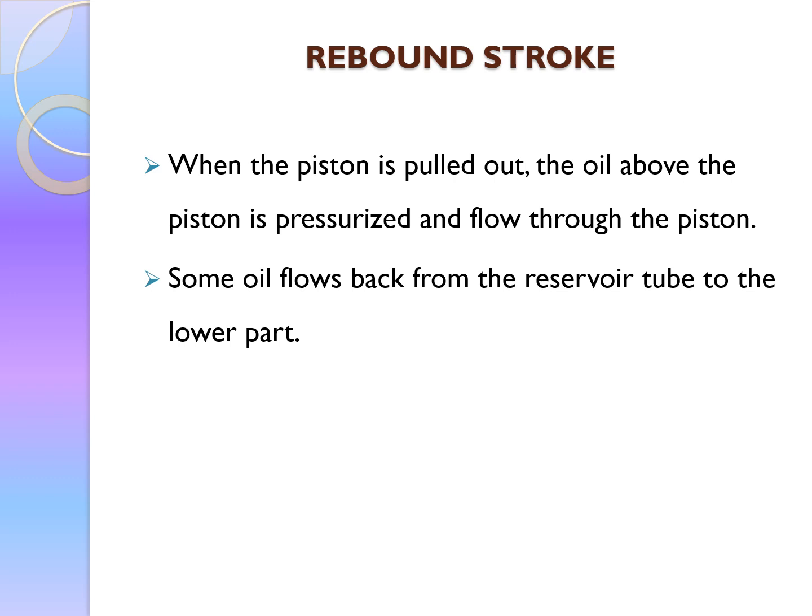In the rebound stroke of the twin tube shock absorber, when the piston rod is pulled out, the oil above the piston is pressurized and forced to flow through the piston. The resistance encountered by the oil on passing through the piston generates the rebound damping, and simultaneously some oil flows back without resistance from the reservoir tube through the foot valve to the lower part of the cylinder to compensate for the volume of the piston rod emerging from the cylinder. This is about the rebound stroke.